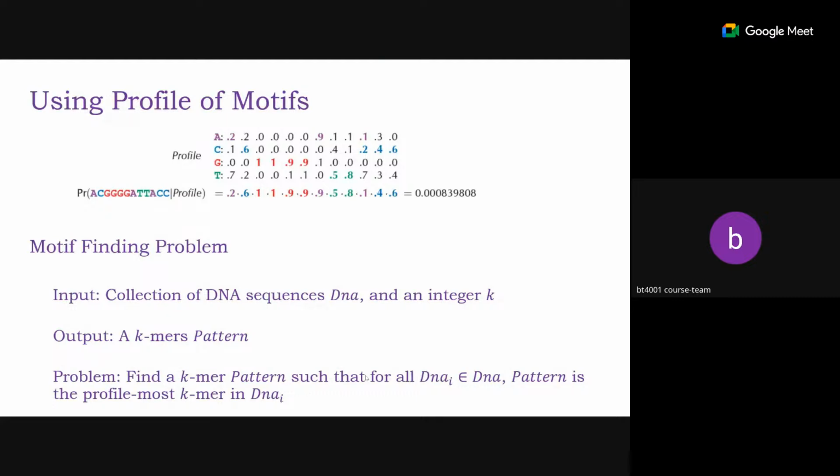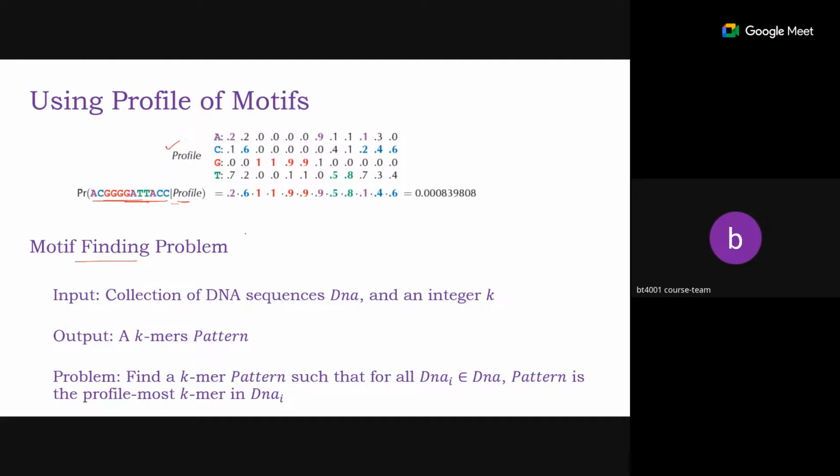Now there was the motif finding problem. We have the profile of the motifs. Using this profile, we can compute the probability of occurrence of a particular k-mer for this particular profile of the motifs. Using that, we can solve the motif finding problem.